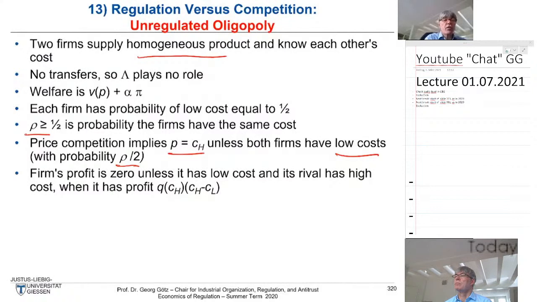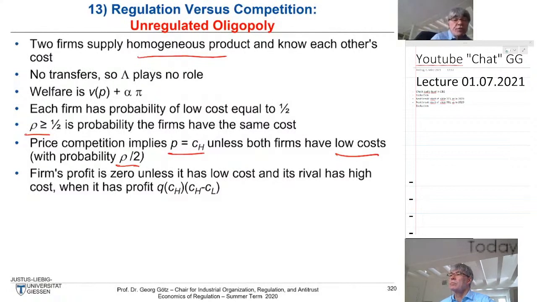Why is it rho over 2? Now, with probability rho, they have the same cost. And so you can only have the same cost if rho applies. With probability 1 minus rho, they have different costs. We will see that in more detail. And of course, they have to have the same cost in the low cost state, and so this is also probability 1/2.